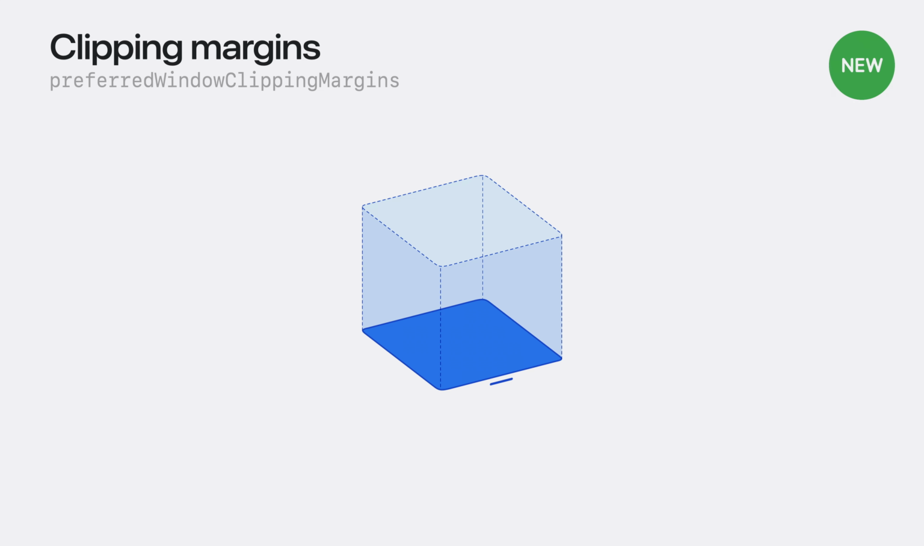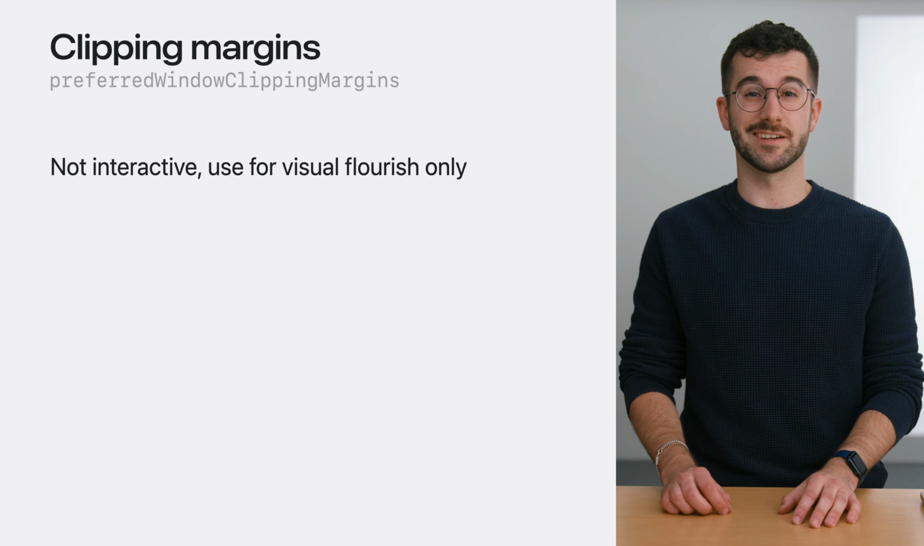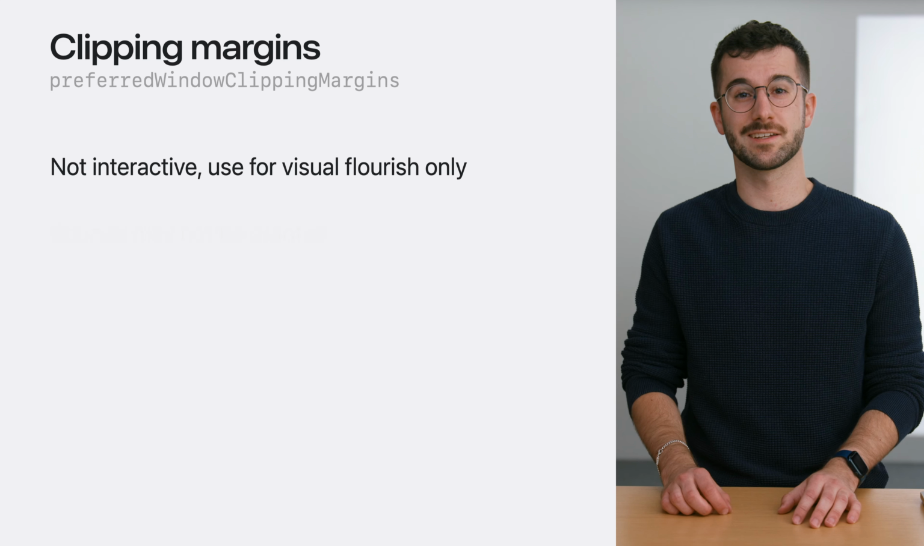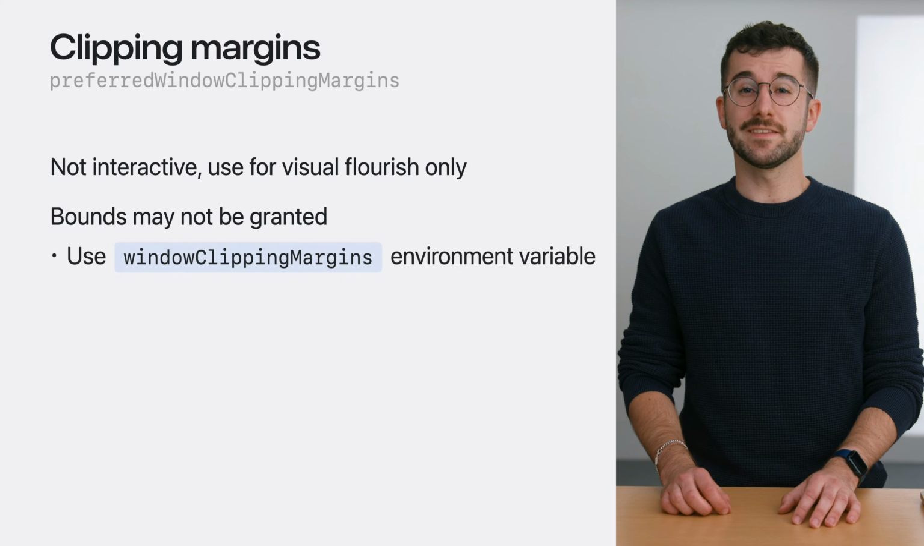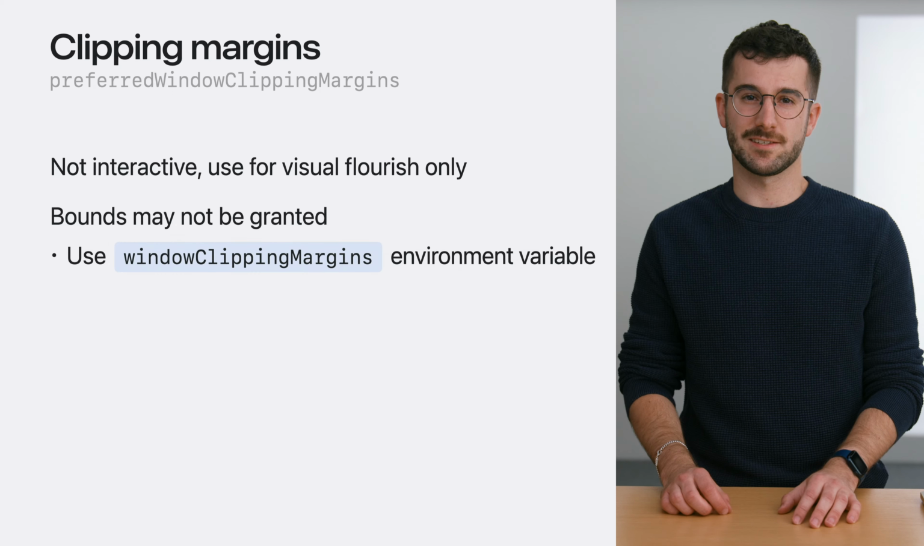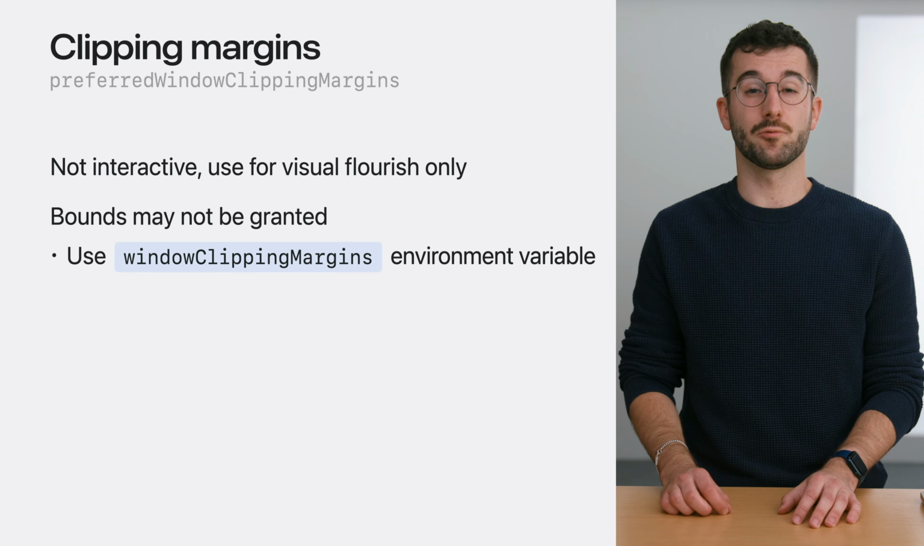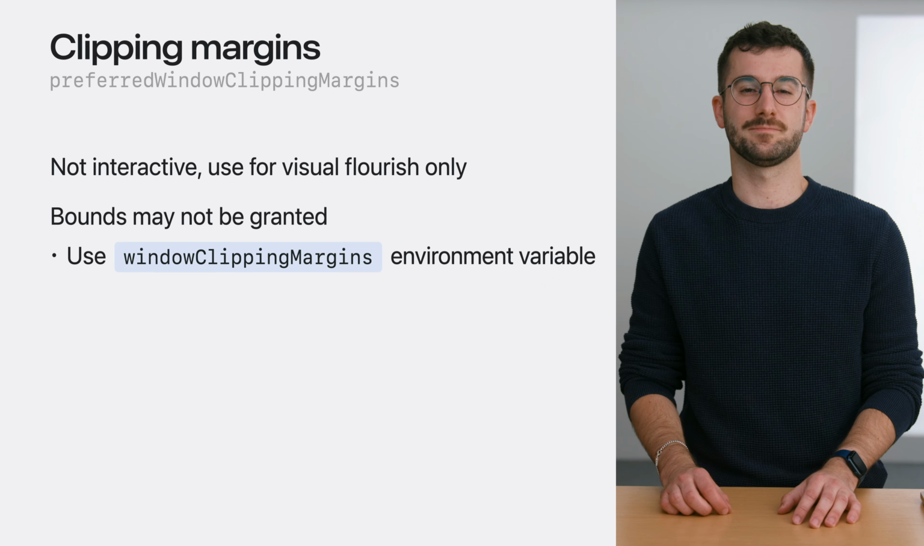With volumes, the new preferred window clipping margins API lets you render content outside of your scene bounds. This content is not interactive. Thus, you should use it for visual flourish only. Note that these bounds may not be granted by the system. To account for this, read the granted margins with the window clipping margins environment variable.